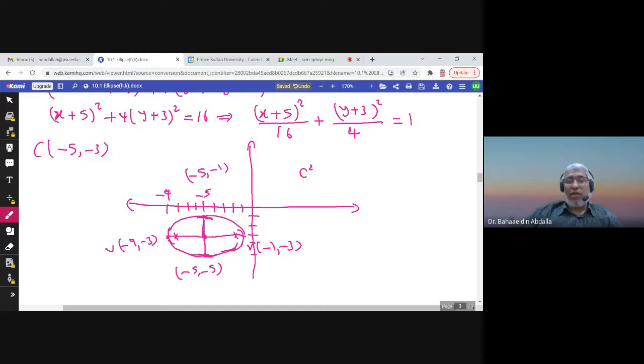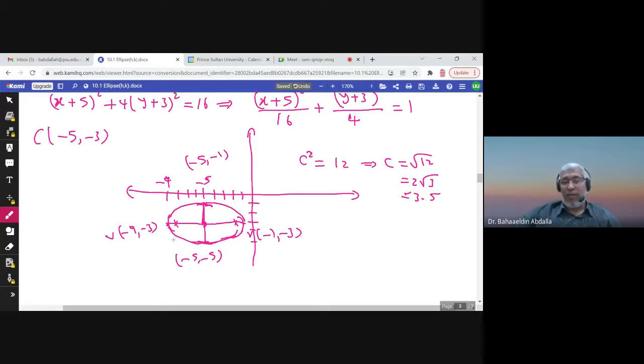C square is 16 minus 4, which is 12. C is square root of 12, which is 2 square root of 3. And this is about 3.5. So 1 to 3.5, so it is somewhere here, and 1 to 3.5 somewhere here. So these are the foci. What are the coordinates of the foci?